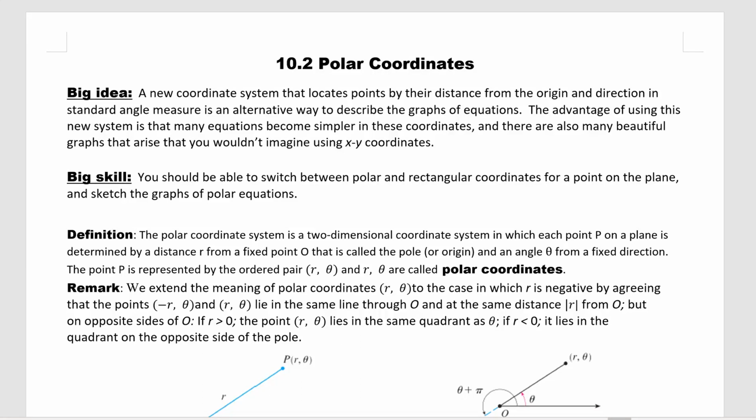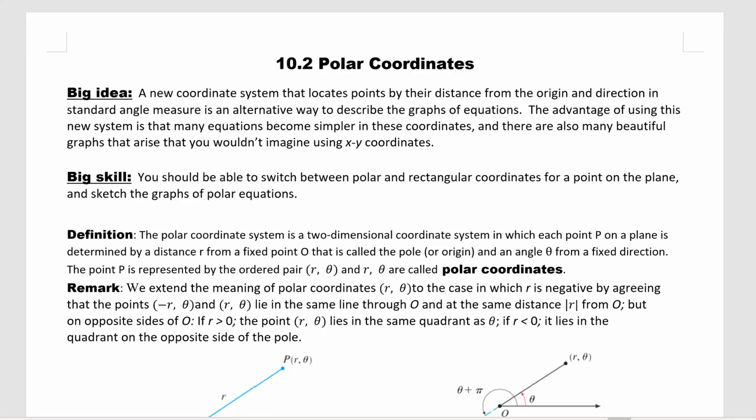Big idea. A new coordinate system that locates points by their distance from the origin and direction in standard angle measures is an alternative way to describe the graph of equations. The advantage of using this new system is that many equations become simpler in these coordinates, and there are many beautiful graphs that arise that you wouldn't imagine using the XY coordinates.